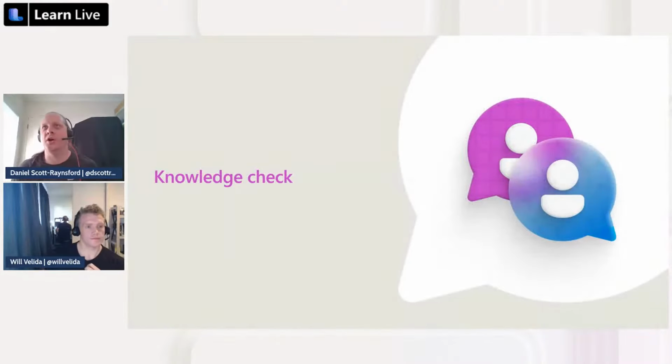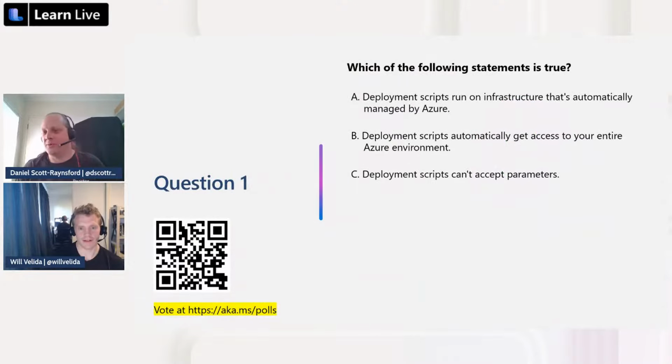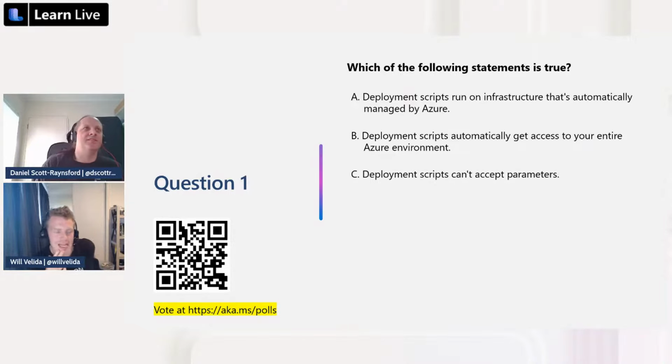And we're going to do a quick knowledge check. So yes, we are. Quick knowledge check. We've got a few minutes. Let's see if we can get through this. So which of the following statements is true? And we'll give you 30 seconds to answer these. A, deployment scripts run on infrastructure that's automatically managed by Azure. B, deployment scripts automatically get access to your entire Azure environment. Or C, deployment scripts can't accept parameters. So go ahead and select your answer.